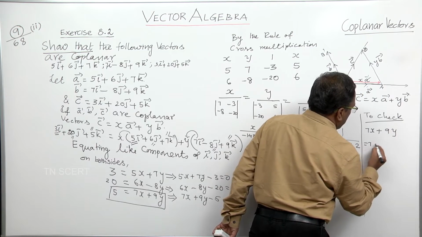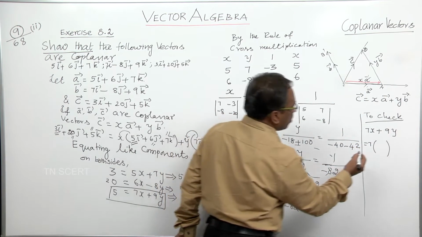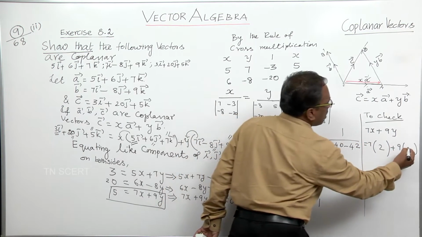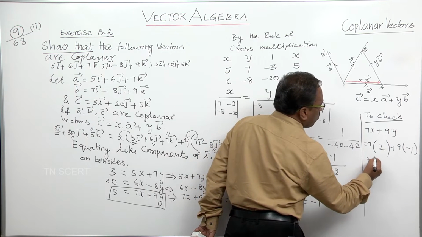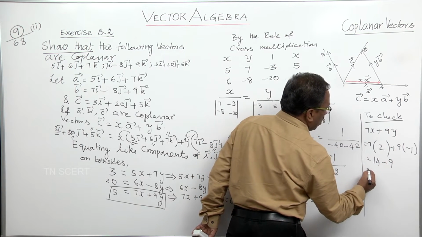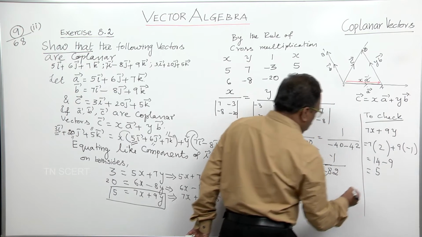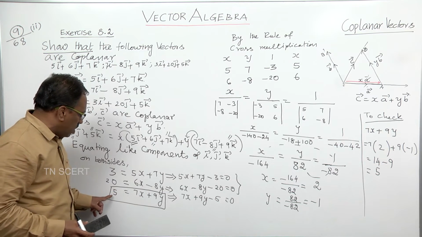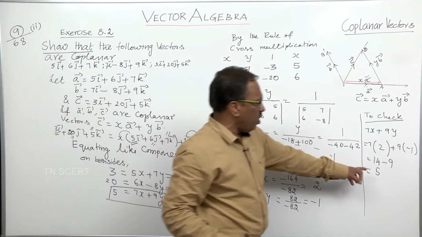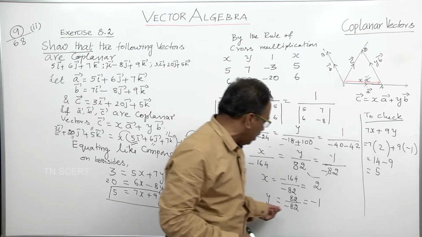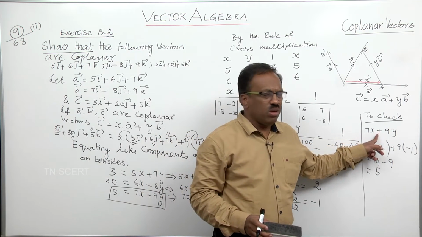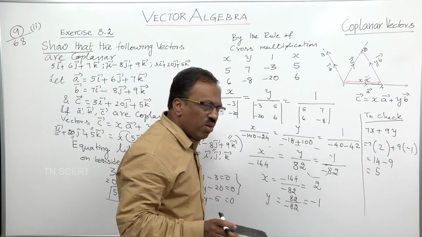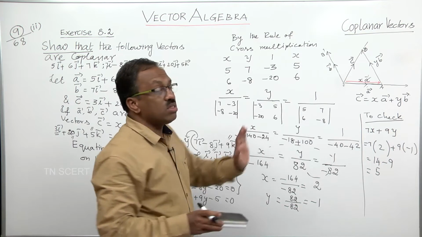So, 7 into x is what? Here it is 2, plus 9 into y, which is negative 1. So, that means 14 minus 9, which is 5. So, the third equation is 5, the same thing we have arrived at. By substituting these x and y into the third equation, we found the result is right. That means what we have considered, the coplanar vectors, is correct.